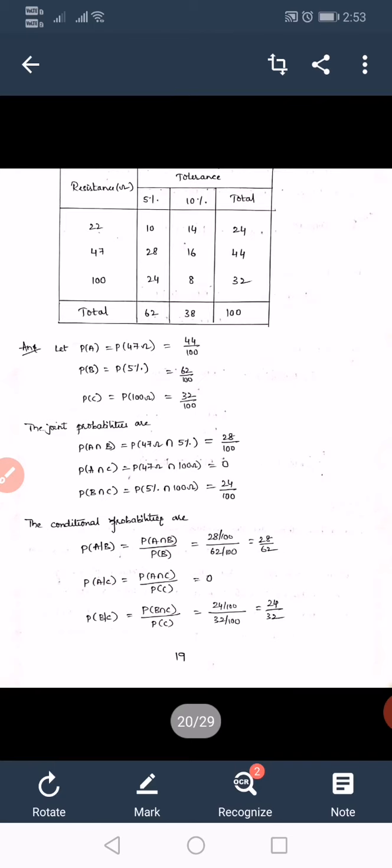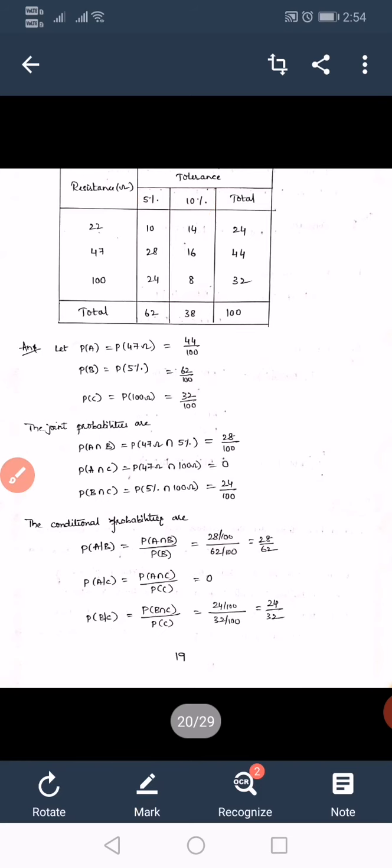Okay, so the table is given here. Note it down. See here, these are the resistance values: 22 ohm, 47 ohm and 100 ohm resistors are there with 5% tolerance and 10% tolerance. So the total values are given here.